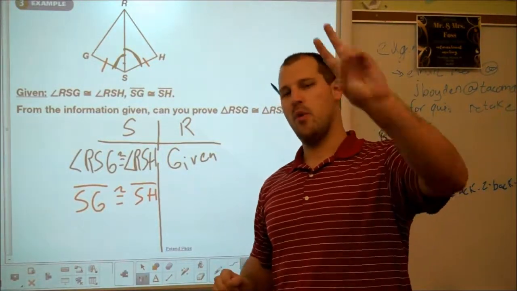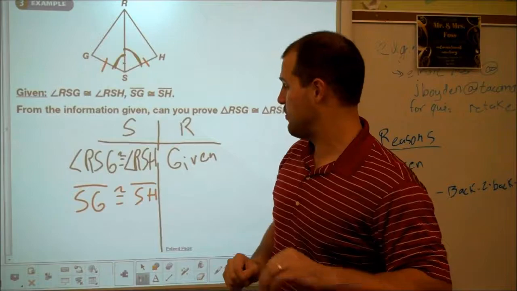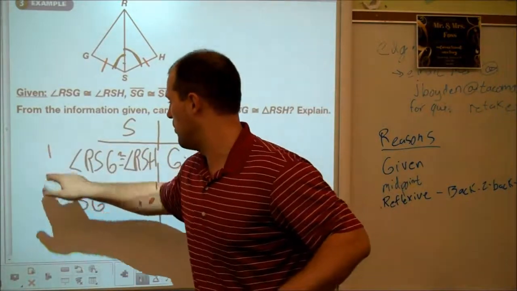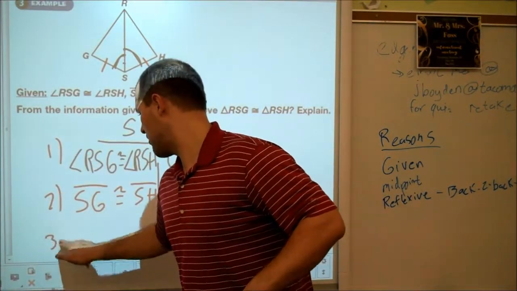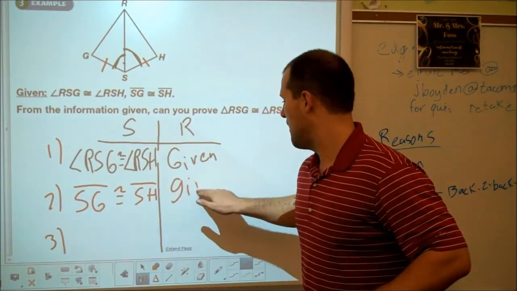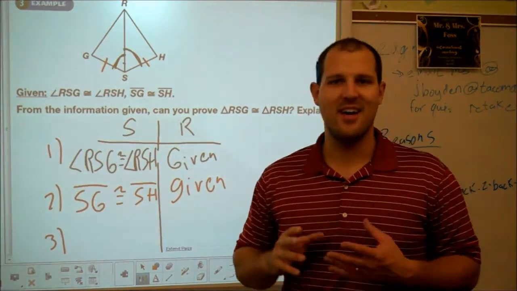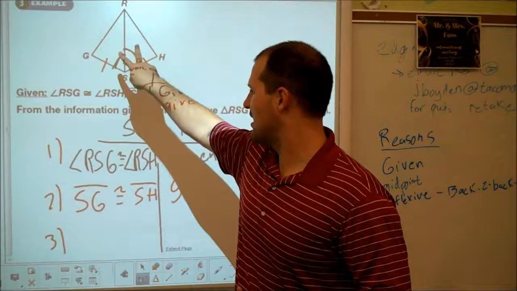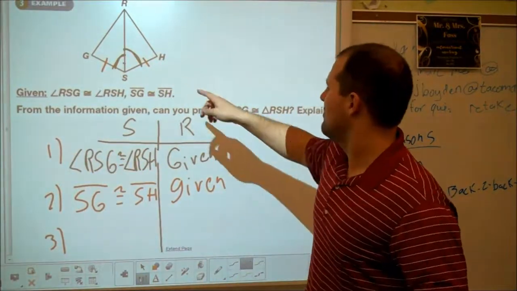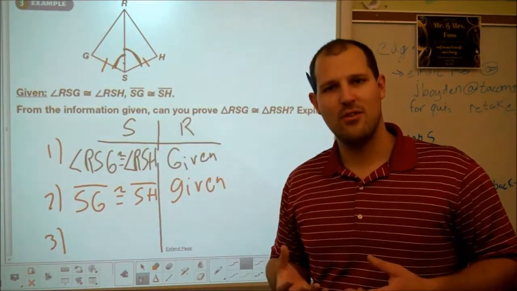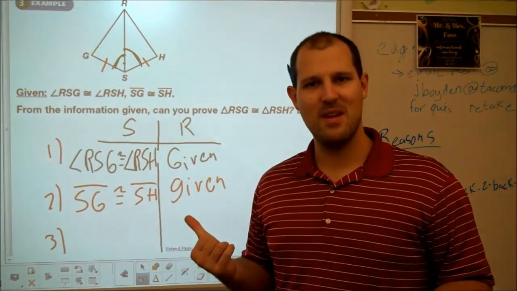Two pieces of information. Remember, we always need at least 3. Sometimes more, but at least 3, so we're not done yet. 1, 2, we're going to fill in 3. Make sure you get your given in there. And we haven't done anything new yet. All we've done is copy down the given, and we wrote on the picture. So now we have to look again. Can you tell what our next move is going to be?